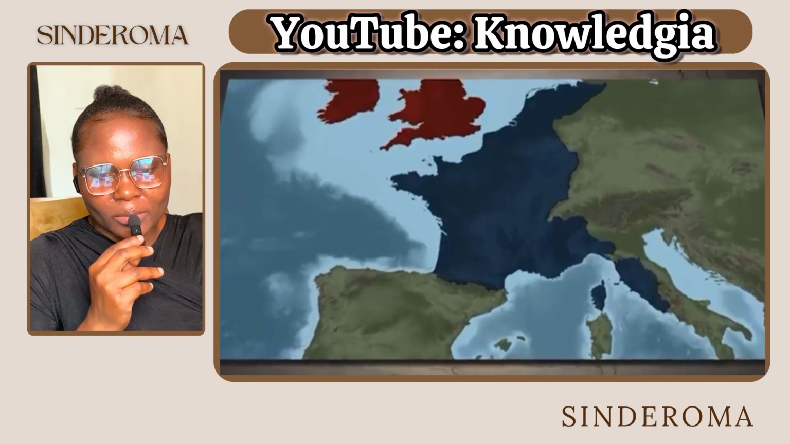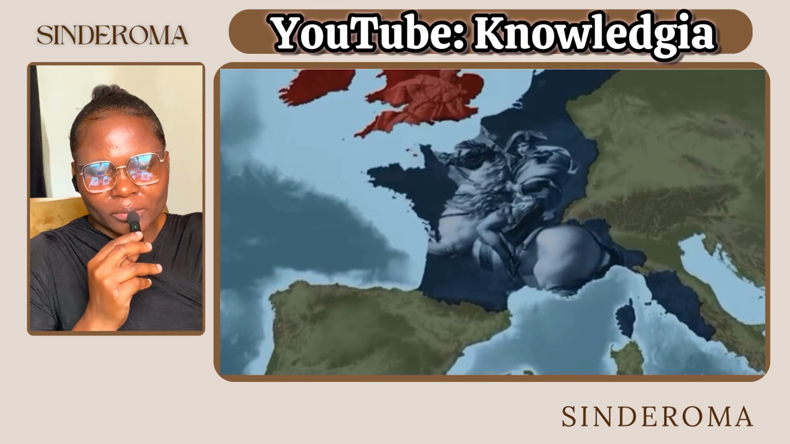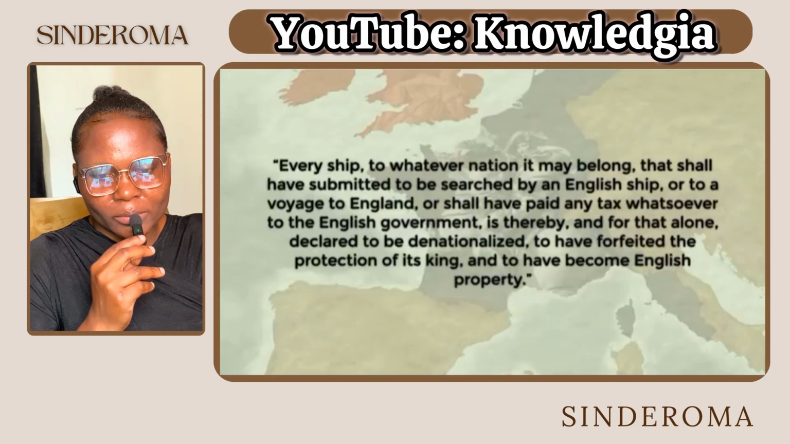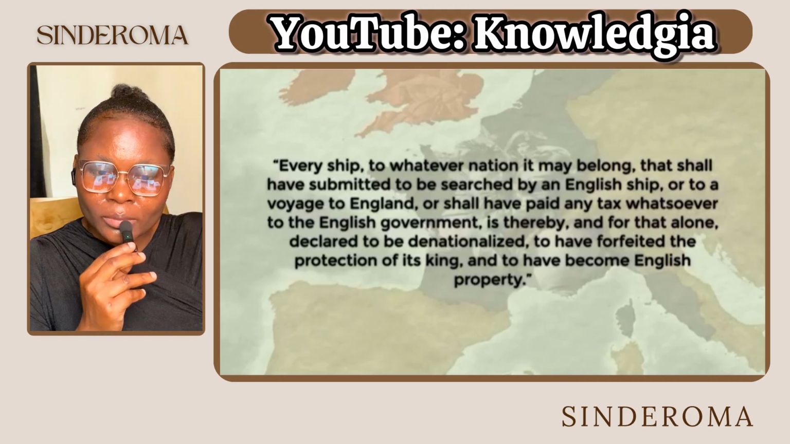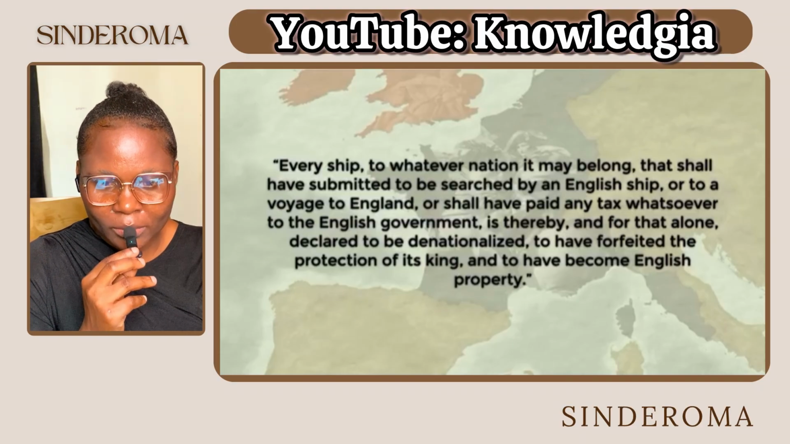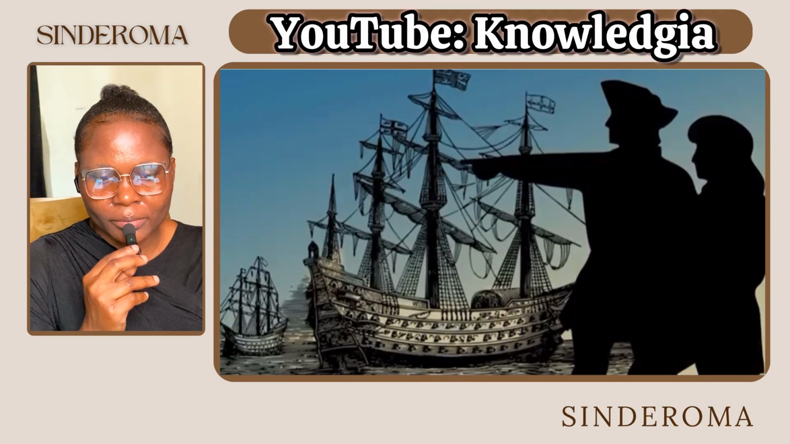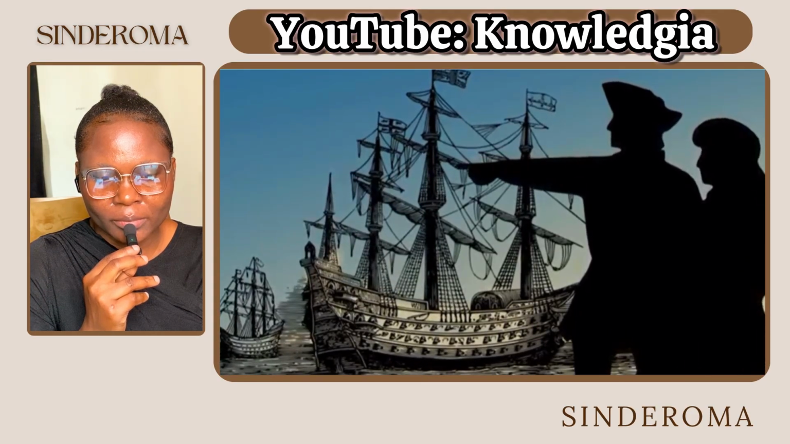In retaliation, France, under the command of Napoleon Bonaparte, issued the Milan Decree, which said that every ship to whatever nation it may belong that shall have submitted to be searched by an English ship or to a voyage to England, or shall have paid any tax whatsoever to the English government, is thereby, and for that alone, declared to be denationalized, to have forfeited the protection of its king, and to have become English property. Adding on, Napoleon declared that any of the aforementioned ships that enter French ports or those of French allies are good and lawful prizes of his nation.